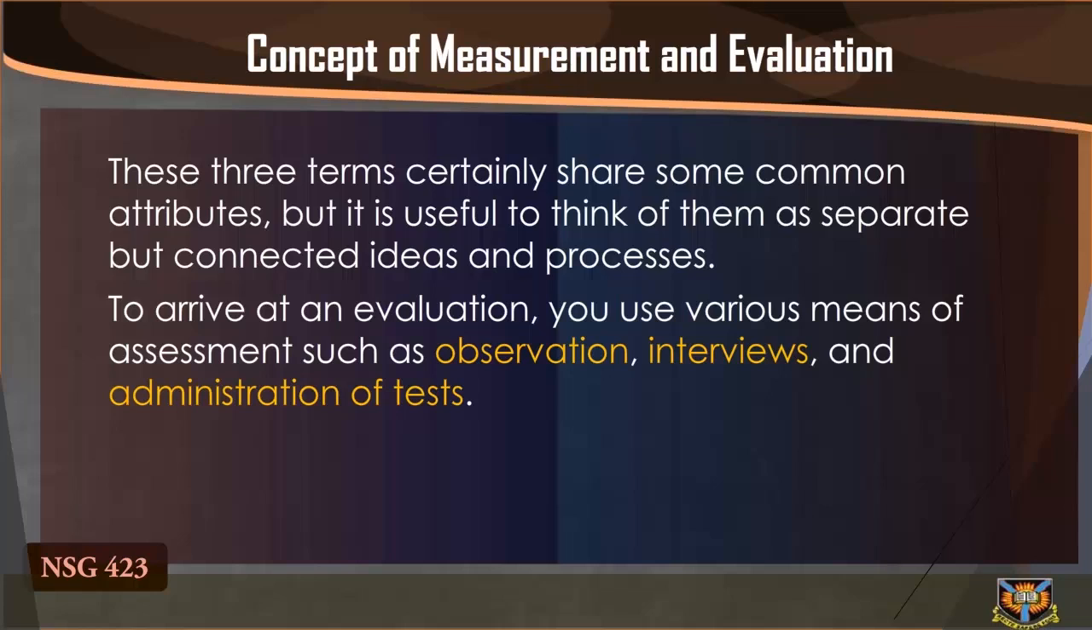Tests, on the other hand, are systematic procedures for observing persons and describing them with either a numerical scale or a categorical system. Thus, tests may give either qualitative or quantitative information. To arrive at an evaluation, you use various means of assessment such as observation, interviews, and administration of tests. Thus, evaluation is the process of judging the worth of a person, program, or event using tests as tools.